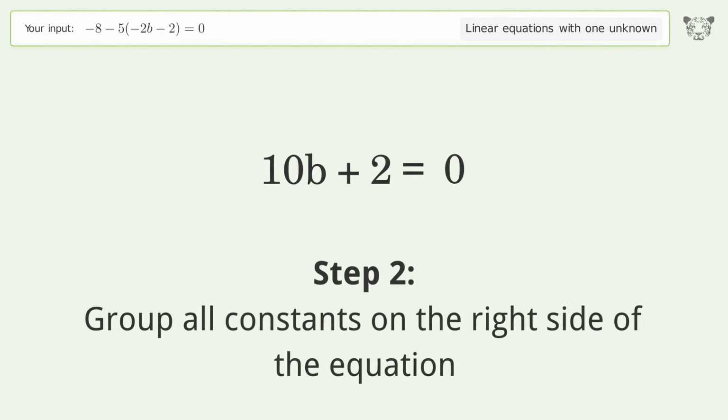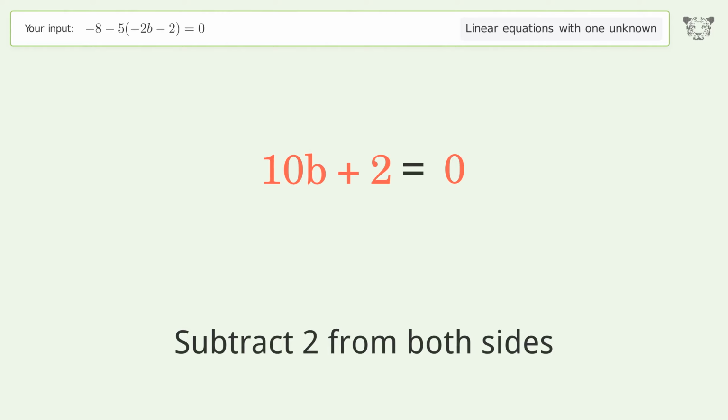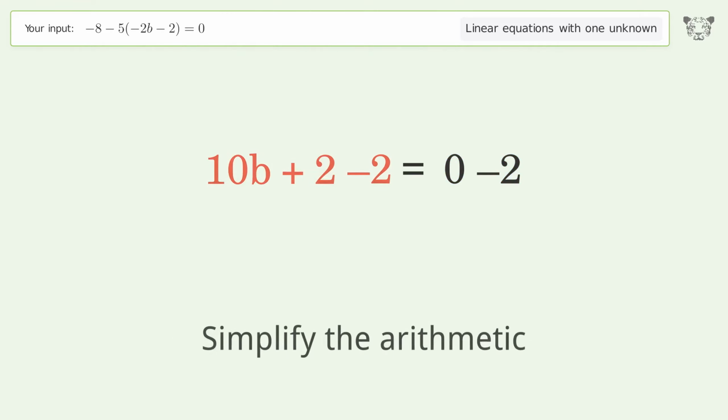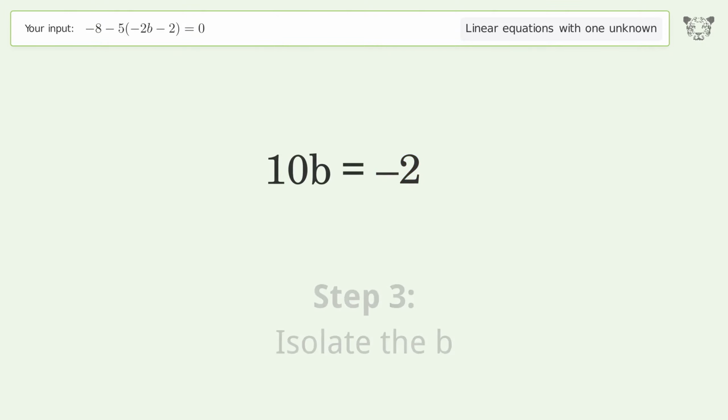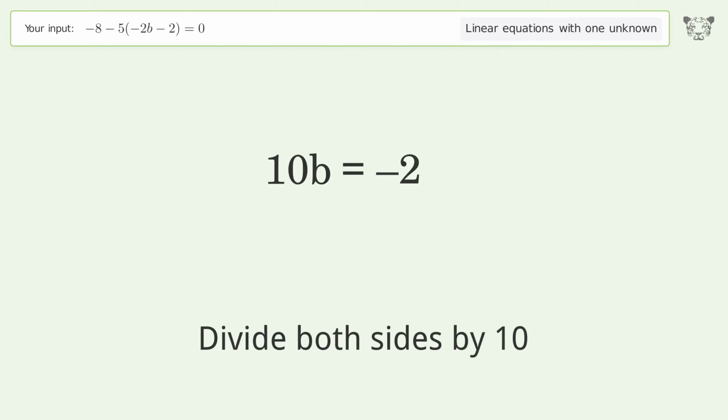Group all constants on the right side of the equation. Subtract 2 from both sides. Simplify the arithmetic. Isolate the b. Divide both sides by 10.